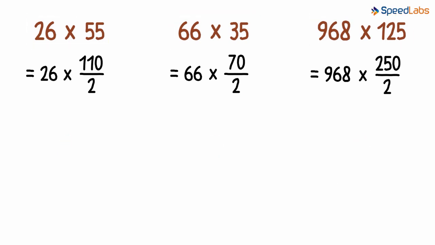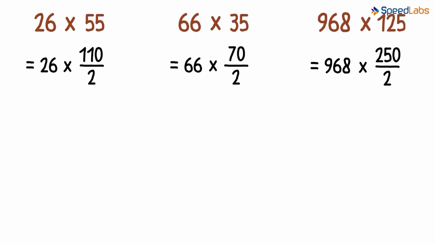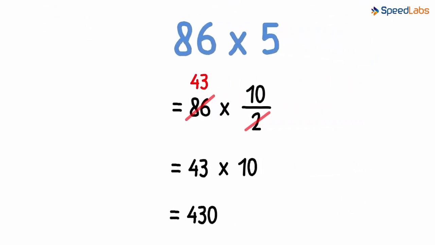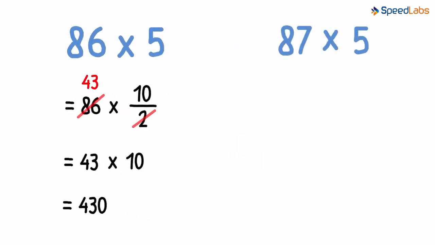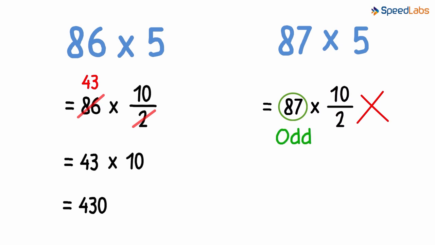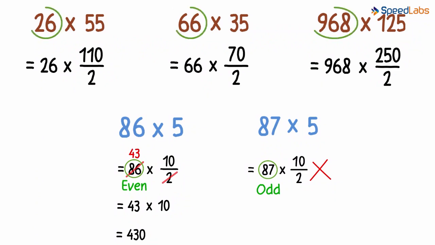I want to discuss one last important thing before ending this video. In the previous example, we saw that we can divide 86 with 2. Now instead of 86, there was 87. Then can we divide 87 by 2? No, we cannot divide in this case because 87 is an odd number. We can divide only even numbers by 2. In all these examples, the numbers are even. Hence, you can easily divide each one by 2. So this tells us that we can only rewrite multiples of 5 when the other number is even.